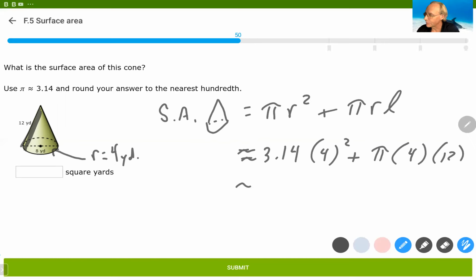So we're looking at approximately 3.14. Again, I'm only estimating. That's why I put this approximate on there. So I've got 16, and 4 times 12 is 48. So we're looking at the exact surface area is 64 pi, but if we multiply 64 times 3.14, we get 200.96. And this is in square yards.